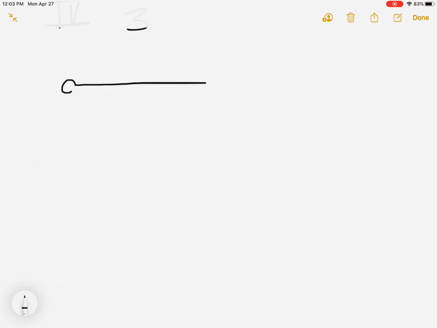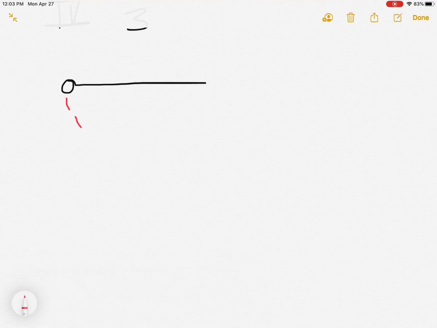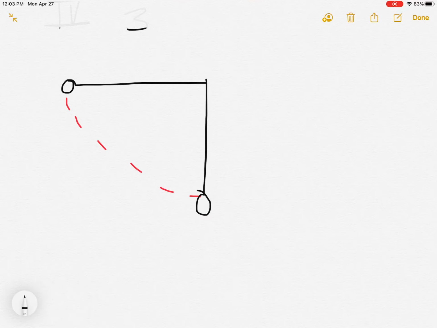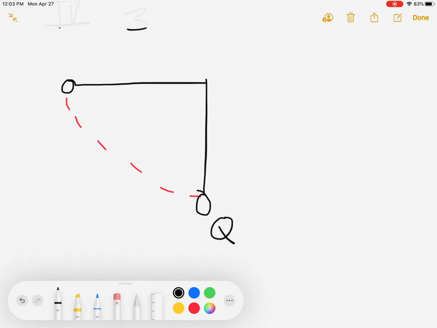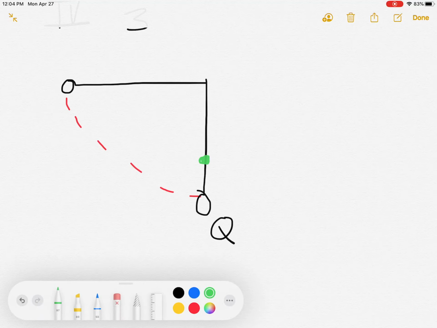Level 4, number 3. Okay, so I'm going to draw this picture. We have this long string, and what's going to happen, this rock or this mass on the string is going to swing down in an arc, and it's going to get down to here. So the second position will be here when it swings down. That's called position Q. But there happens to be a little peg right about here.